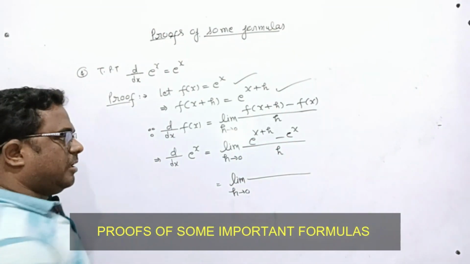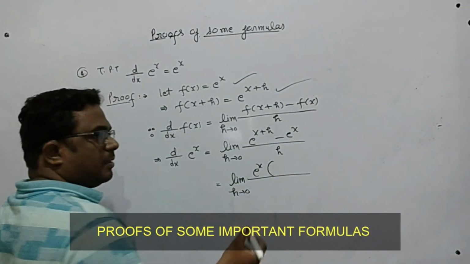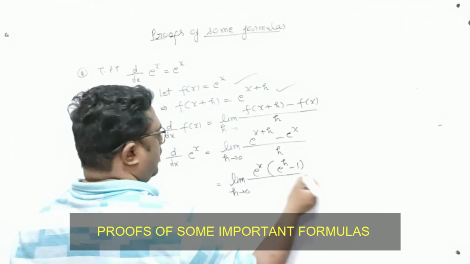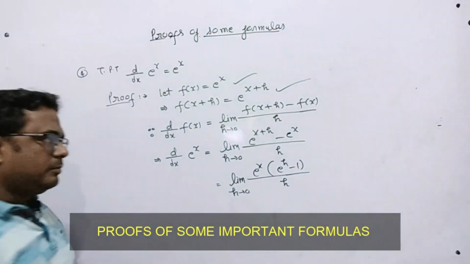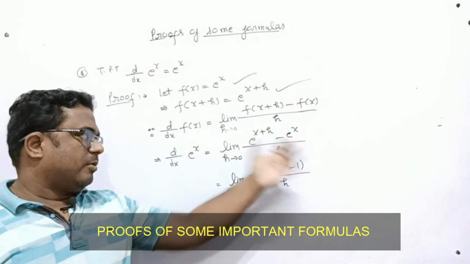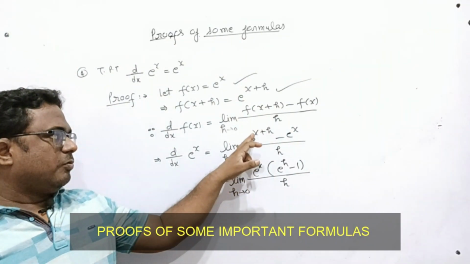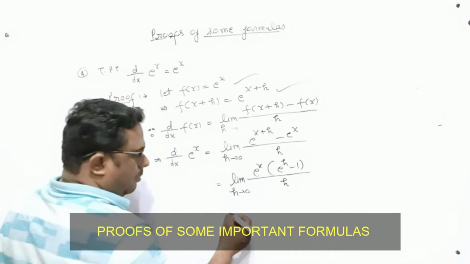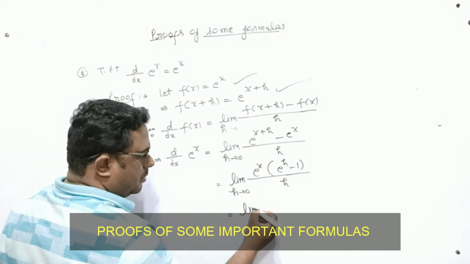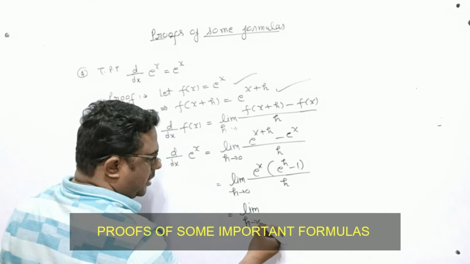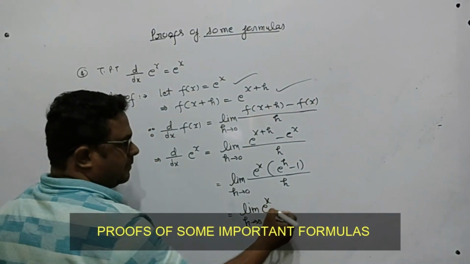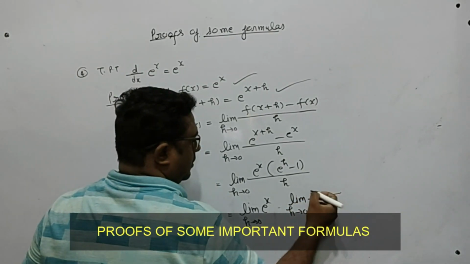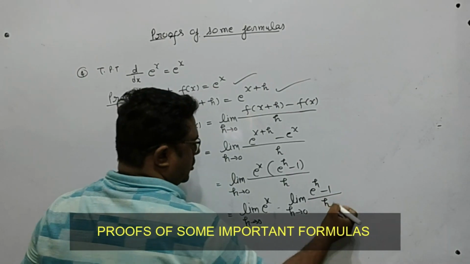From these two terms I can take e^x common, and when I take e^x common, then e^h minus 1 will be left here. E^x is taken common from both the terms, so e^x is gone from here, e^h is left here, and only 1 is left here. Now distribute the limit two times. So limit h tending to 0 of e^x into limit h tending to 0 of (e^h minus 1) upon h.